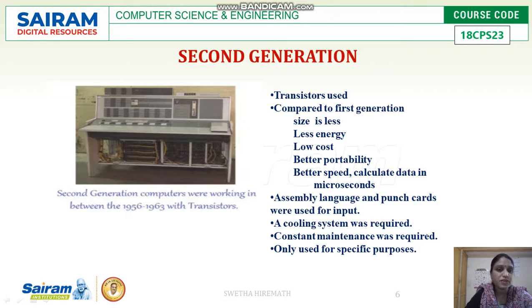Assembly language and punch cards were used for inputting the data, and a cooling system was required in order to overcome the heat generated during the working hours of this computer system. Constant maintenance was also required, and it was meant only for a specific purpose. For example, for calculating the census of the population of the US, they developed the second generation computers in the US.